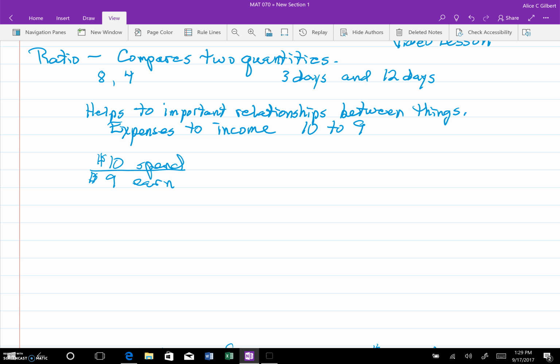Ratios can be written in 3 different ways. We could either say 10 to 9, or we can put a colon between it, so we could say 10:9. But what we do mostly is as a fraction, so 10/9. Now, it's very important which number we put as the numerator and which number we put as the denominator. When we are talking about things, the first thing that we're talking about is always our numerator, and the second thing we're talking about is our denominator. Okay?